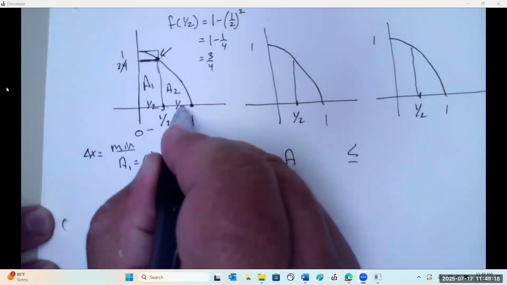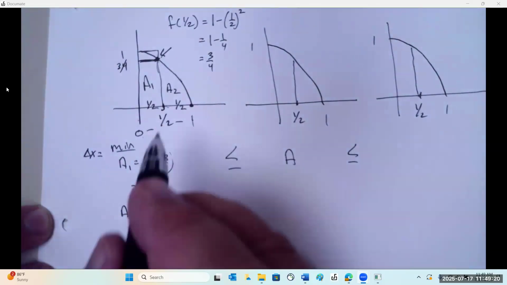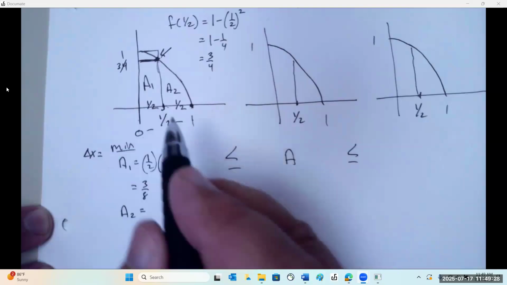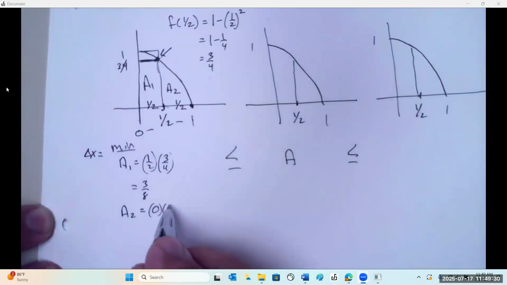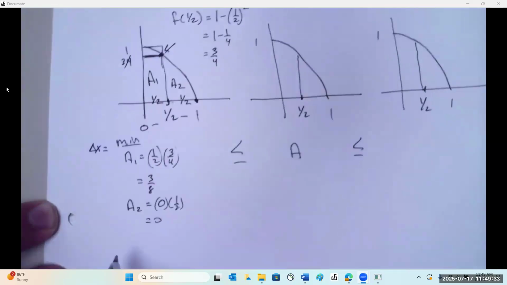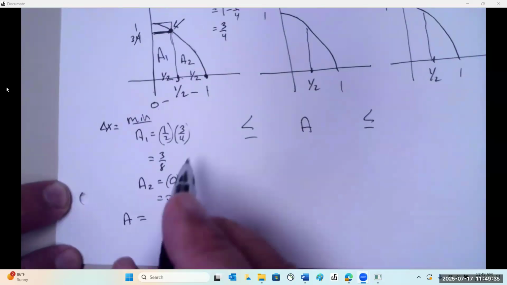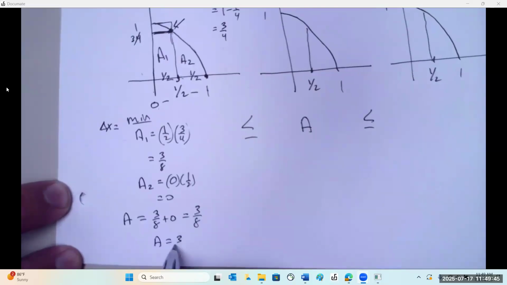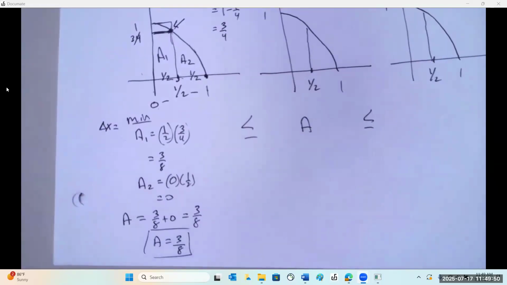So the second interval right here from 1/2 to 1. Again, the width is 1/2. That's delta x. What's my height from this point? 0. So it's 0 times 1/2 is 0. The area of this bottom part is 3/8 plus 0 equals 3/8. So that's my lower estimate.